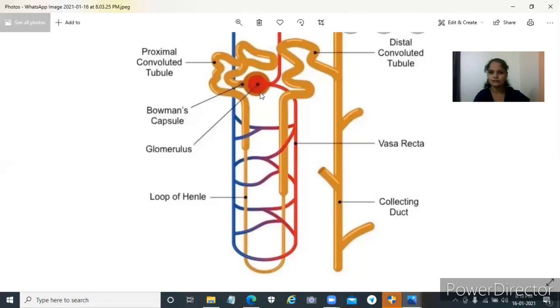The structure of nephron consists of the glomerulus, then Bowman's capsule, neck portion, then the proximal convoluted tubule, the descending limb of loop of Henle, ascending limb of loop of Henle. This is another part, that's a DCT, distal convoluted tubule, collecting tubule, and last one part is a collecting duct. So here we completed the structure of nephron.